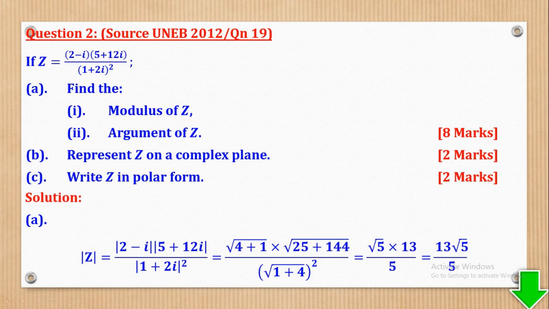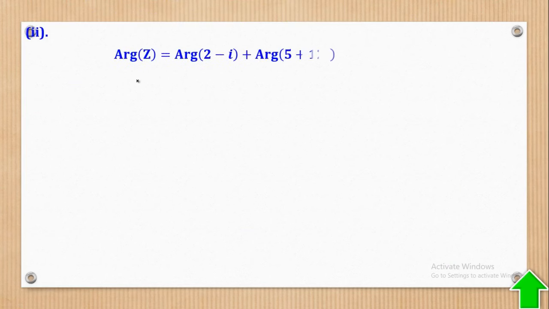That is Roman 1. What about Roman 2? For Roman 2, they want the argument of z. So the argument of z is equal to this plus this, because it was a product, now it becomes plus, then over this, because it was division, now it becomes minus. It was squared, so that square comes here, the power 2 comes down.